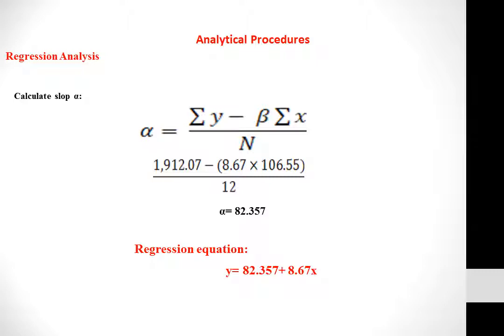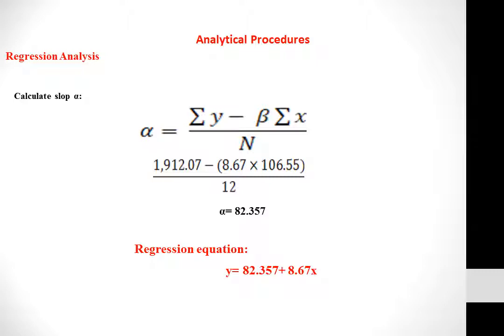A equals sigma y minus B sigma x, divided by n. We said before that n equals 12, and in the previous slide that B is going to be 8.67. So A equals 1,912.07 minus 8.67 multiplied by 106.55. Okay, so A is going to be 82.357. So the regression equation is y equals 82.357 plus 8.67x.